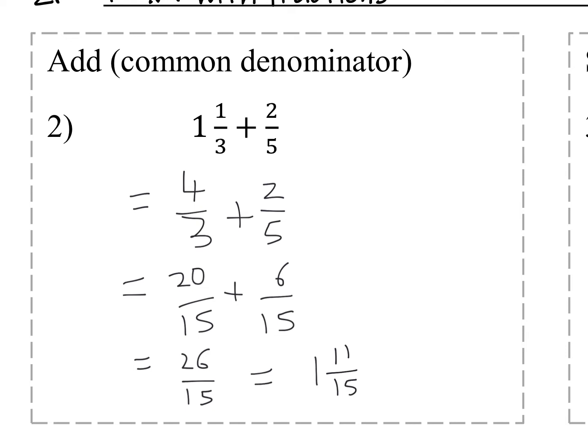You could also have done that question by breaking the 1 off and doing 1/3 plus 2/5, and then at the end adding on the 1. Just beware doing that. If these two fractions add up to more than 1, it can cause confusion. So this method's good and it works all the time.